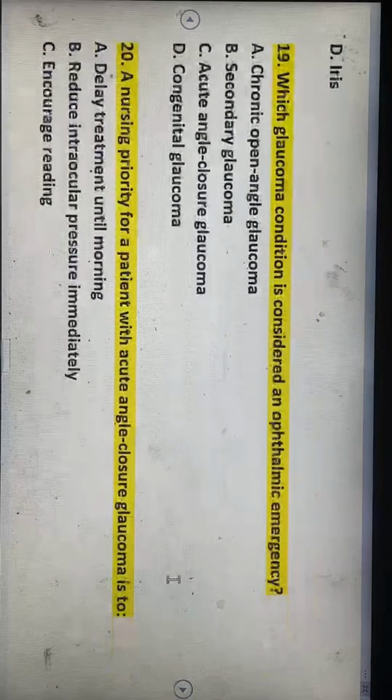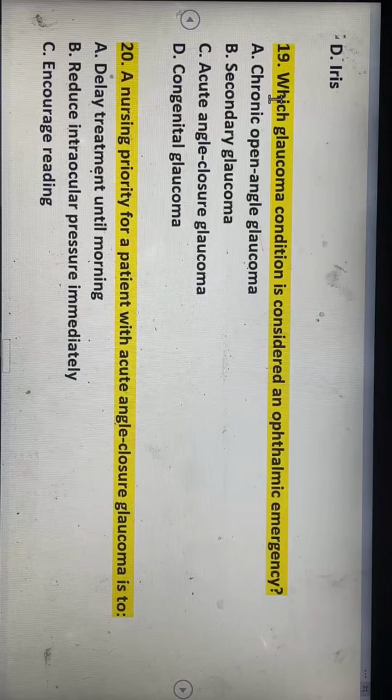Are we together? Now, number 19. Which glaucoma condition is considered an ophthalmic emergency? A. Chronic open angle glaucoma. B. Secondary glaucoma. C. Acute angle closure glaucoma. And D. Congenital glaucoma.